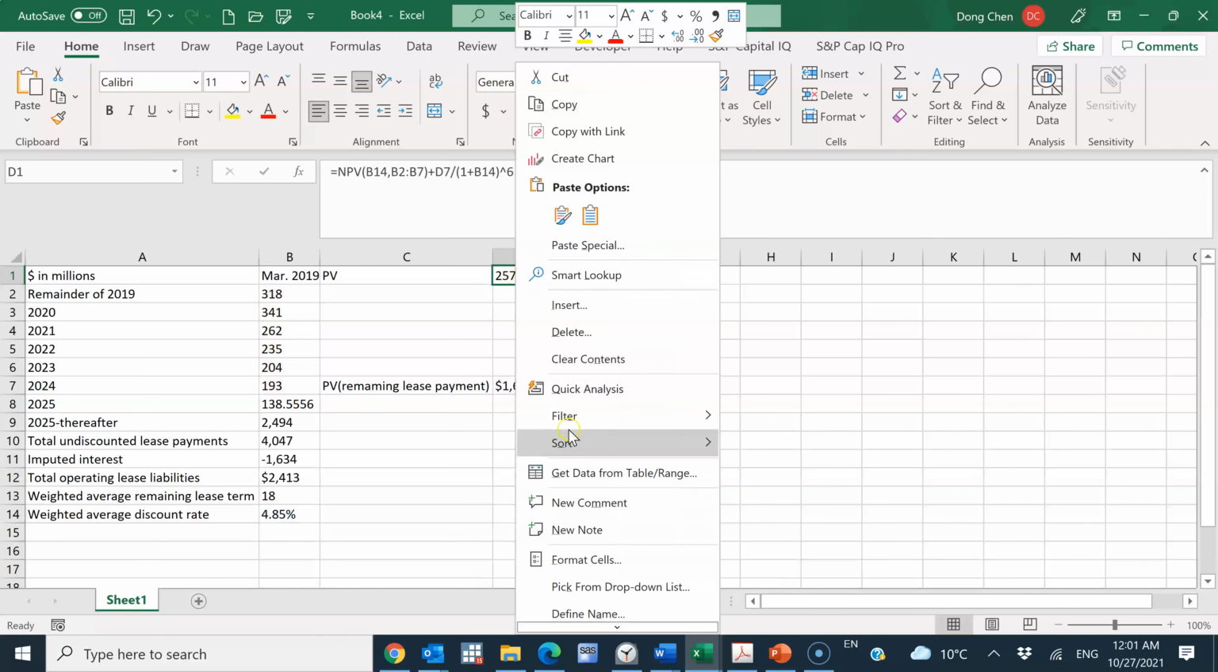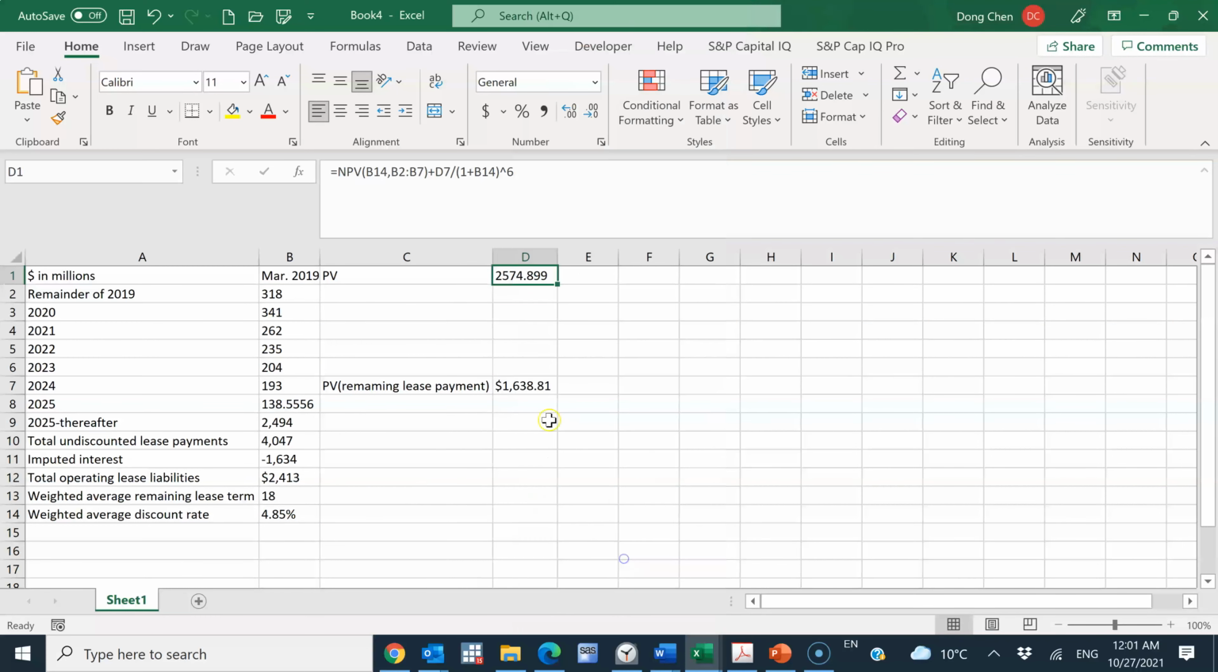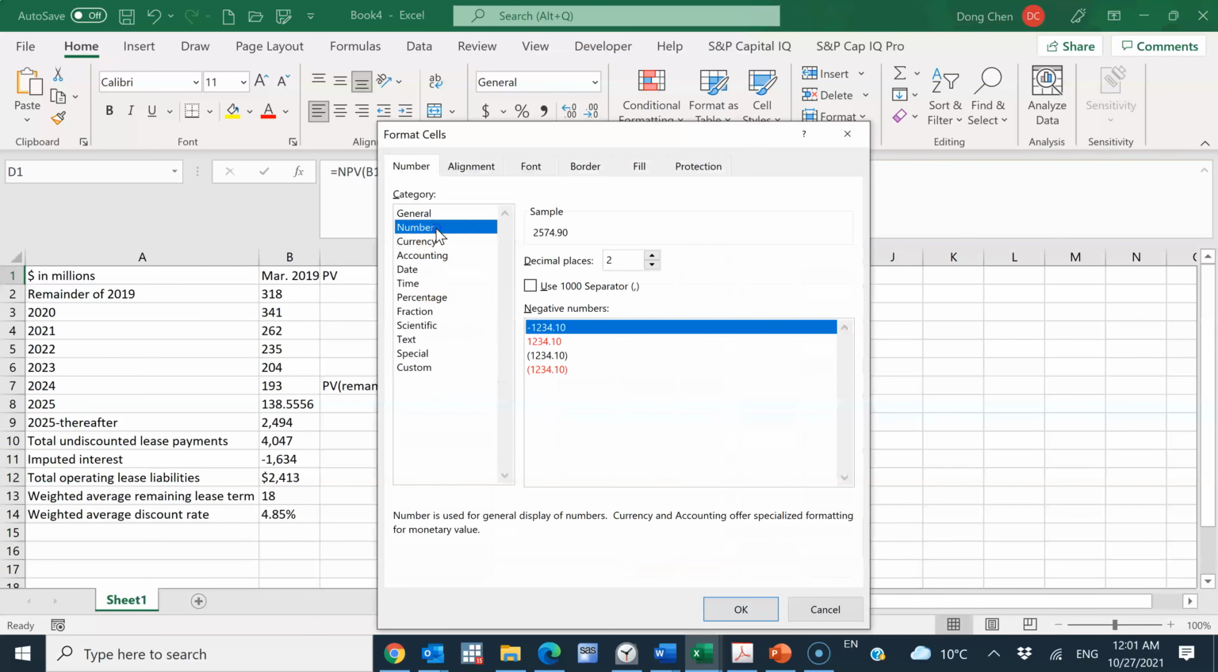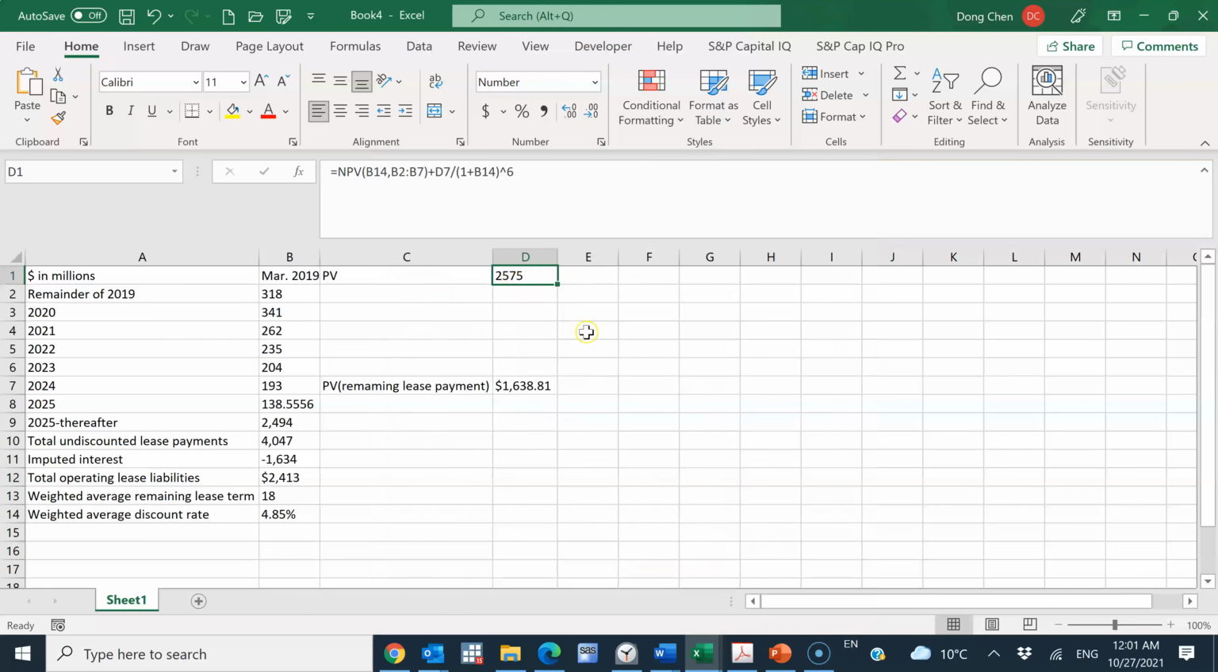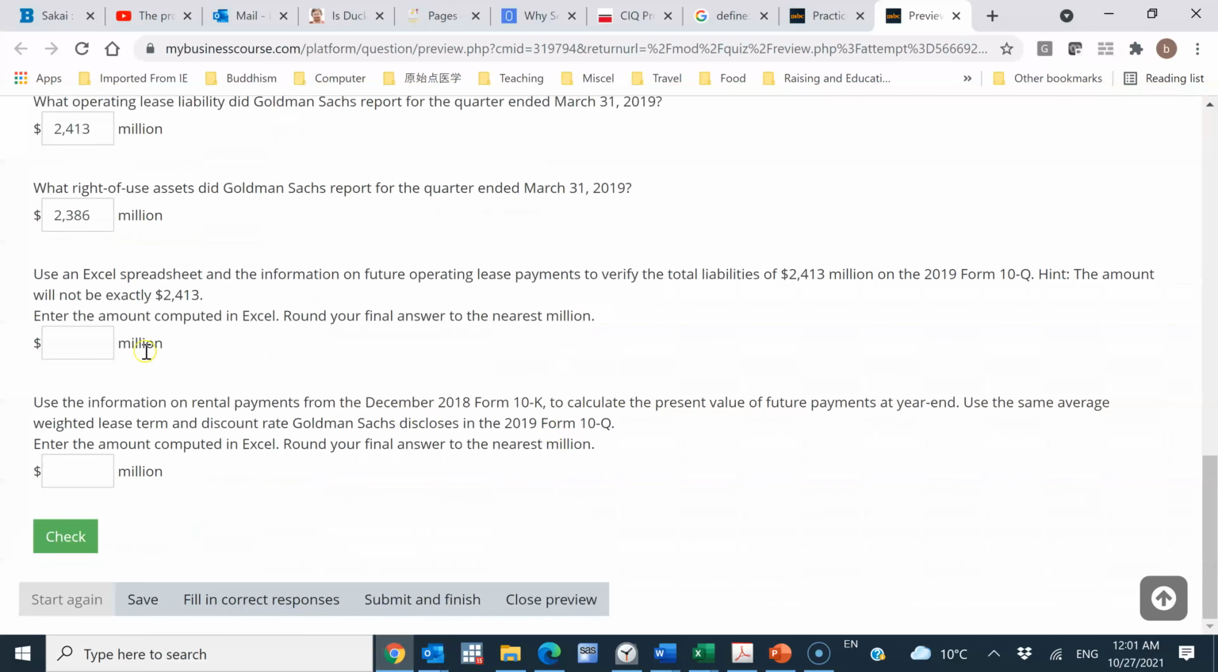And since the question asks us to round to no decimal place, we can just choose to round to no decimal place. And now I can just copy the number back. And as we were warned, based on this hint, the amount will not be exactly 2413, and that's exactly what we have here.